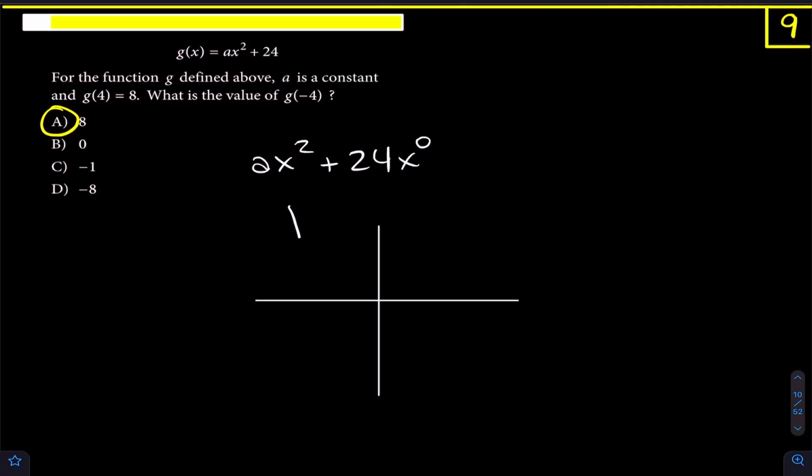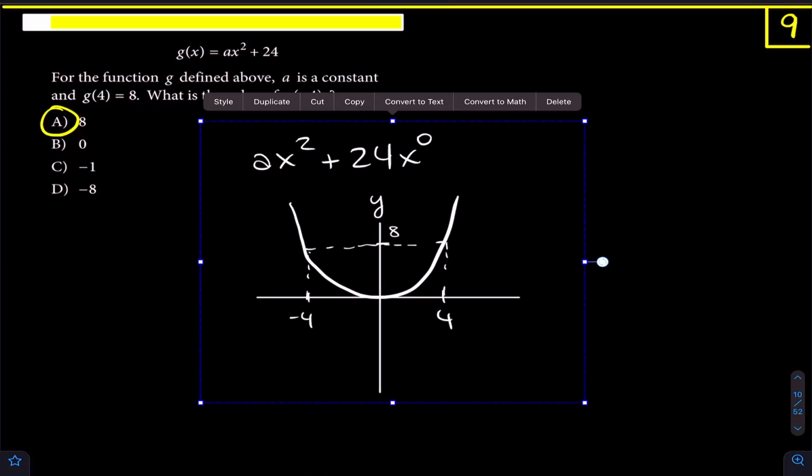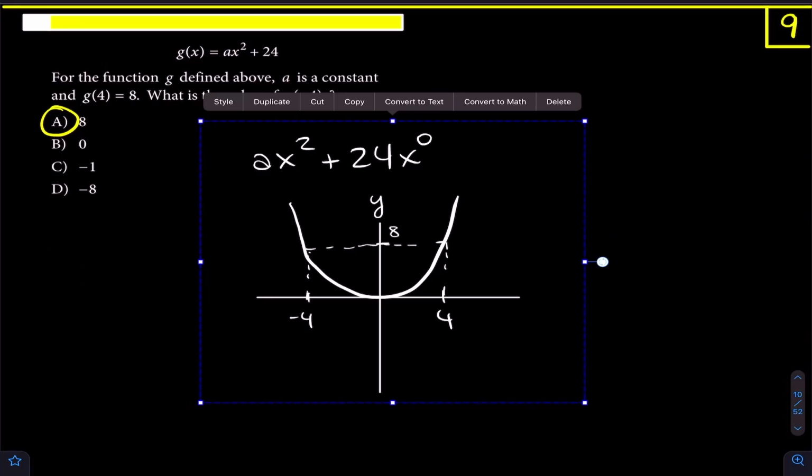Now an even function has symmetry about the y-axis like this. So if we know that the y value at x equals 4 is 8, then if we want the y value at x equals -4, it's got to be the exact same thing because it's got that symmetry. So that's how I can show you that with the symmetry argument. But what if you don't know that? That's not something that comes to your mind right away. Well, we can solve this algebraically too.